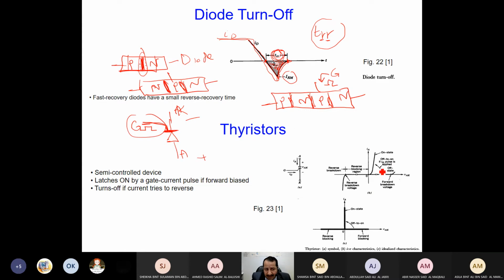For that, its characteristic is IA versus VAK, I anode versus V anode cathode. We can see the forward bias, the reverse bias is the same, but the forward bias depends on what? It depends on the signal. When the signal comes, it will conduct. I will show you later on today. When there is no signal, it will not conduct.